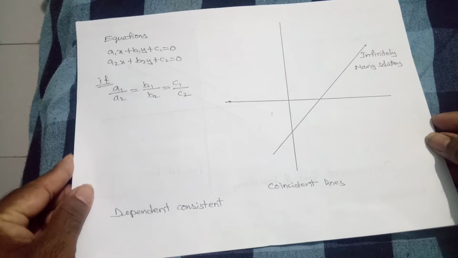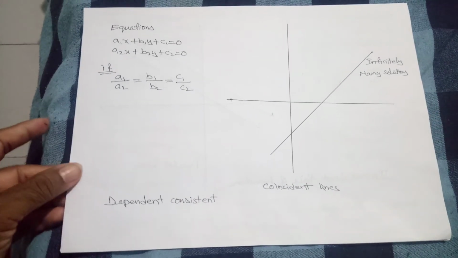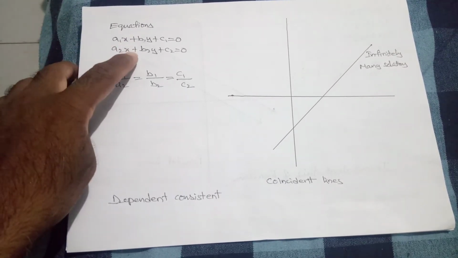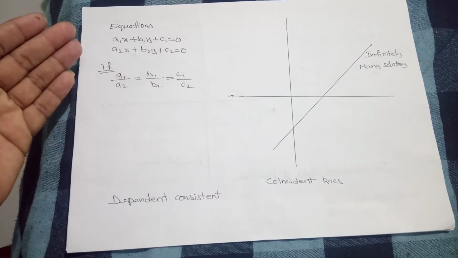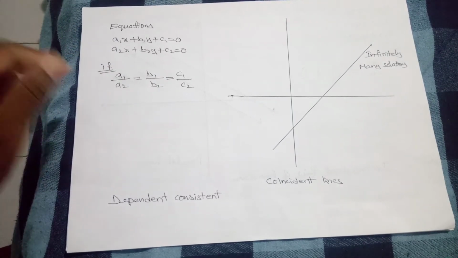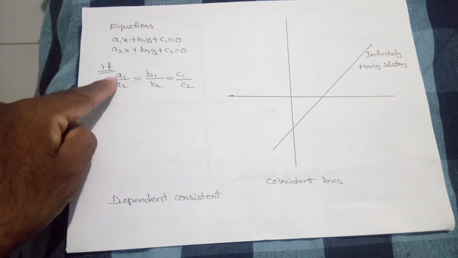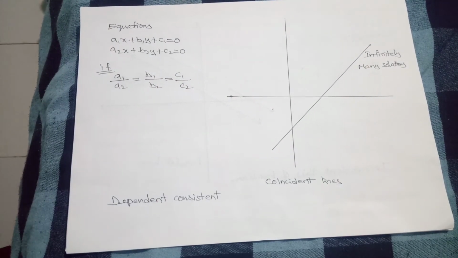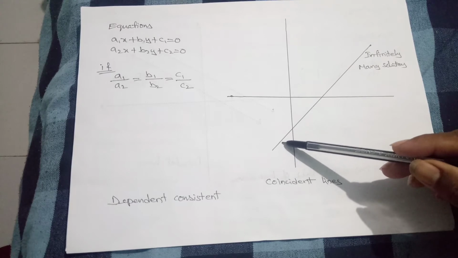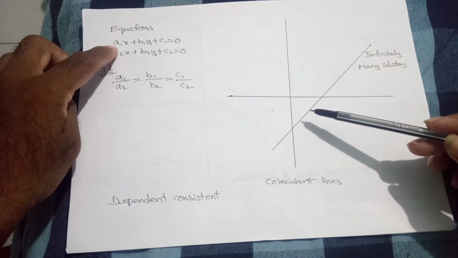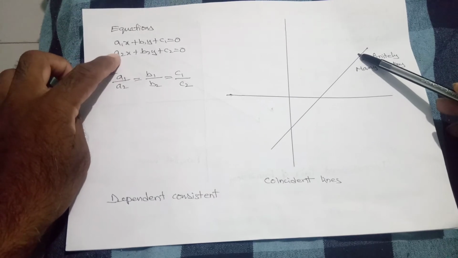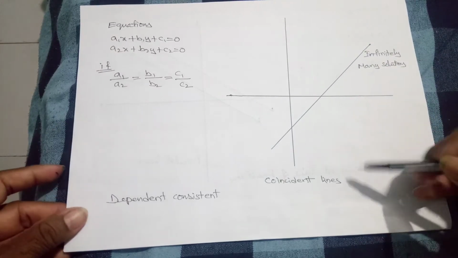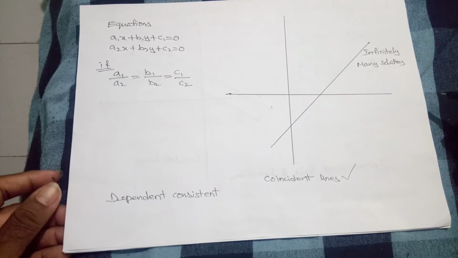Now here we have the second type of equations, a1x plus b1y plus c1 equal to 0, the general form of the equations. And you can take another equation. If the ratios a1 by a2 is equal to b1 by b2 is equal to c1 by c2, if the ratios are equal, then we have the first equation as a straight line, and the second equation also will be on the same line. Therefore we can call them coincident lines, a line on line.